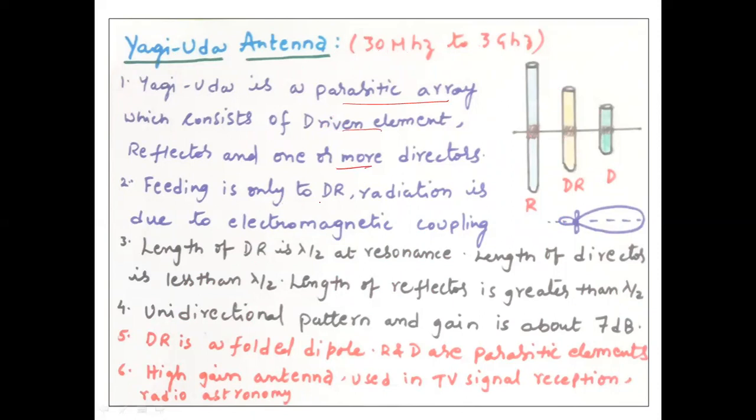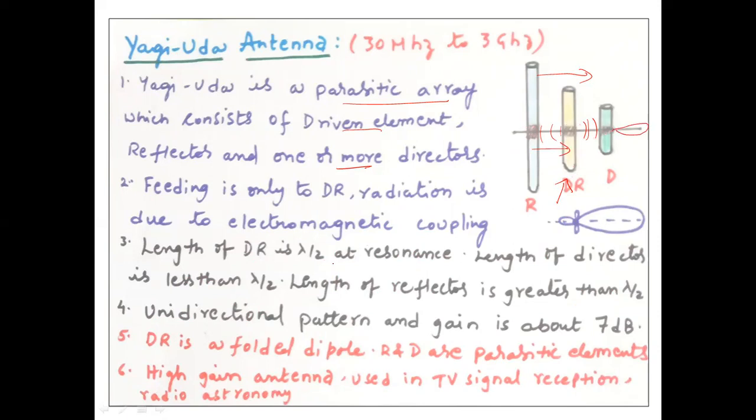And here feeding is mainly given to the driven element only. And this reflector and director are called parasitic elements. Why they are called parasitic means we give direct feed only to the driven element, not to the reflector and director. And with the effect of magnetic coupling, these two elements also start radiation. And as it is acting like a mirror, whatever radiation falls on it will be pushed in the forward direction. And finally, you get maximum radiation in this direction, like this.